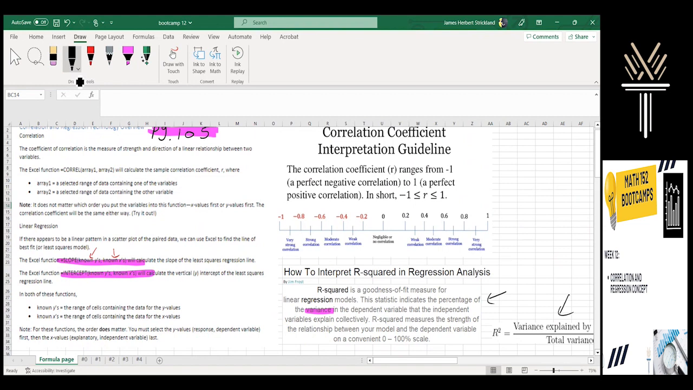Because these require y's and then x's, you will see me always do y's and then x's, just so I have less things to think about. Because these require it that way, I'm always going to do y's and then x's. But it really doesn't matter which way you do it for correlation. But just so I'm consistent and not having to think about things, I will always do y and then x. That's the first thing I want to mention.